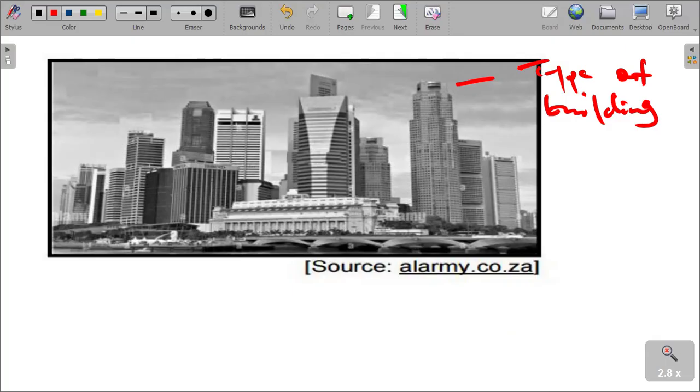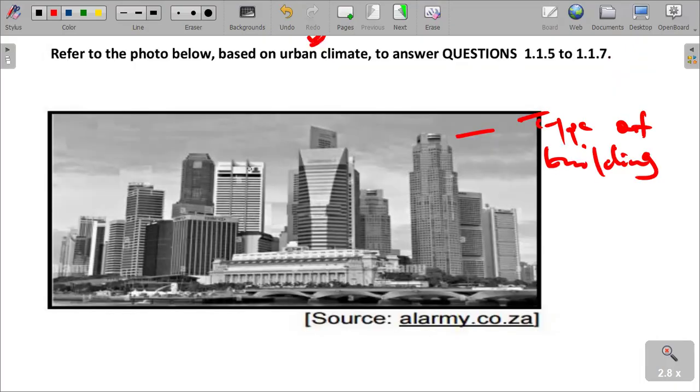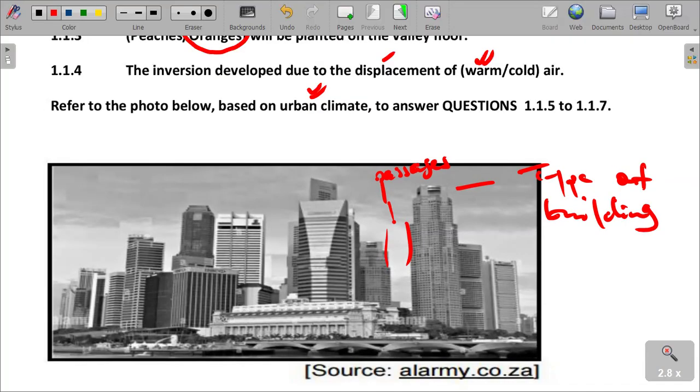These are able to explain that this is an urban city or urban climate. We also have corridors that are formed, passages between flats or between buildings, which are there to channelize the wind or the air. We also have a lot of concrete surfaces that you can see there. It is congested with concrete buildings. And then, let's look at the next question.